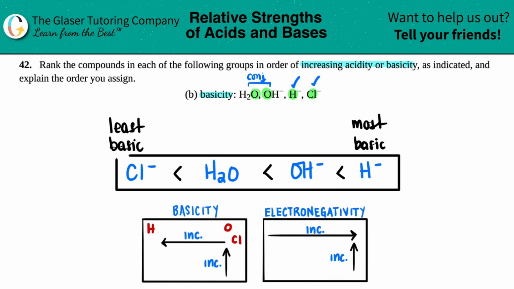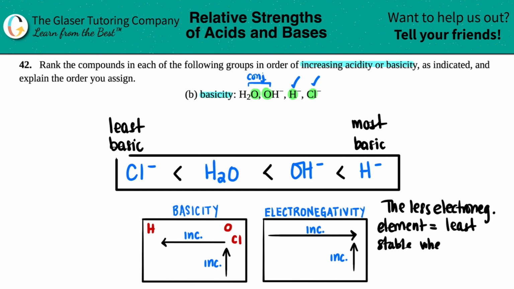However, the less electronegative element in terms of a period is also the least stable when holding a negative charge. So if you're not electronegative, chances are you don't want to be negative, right?